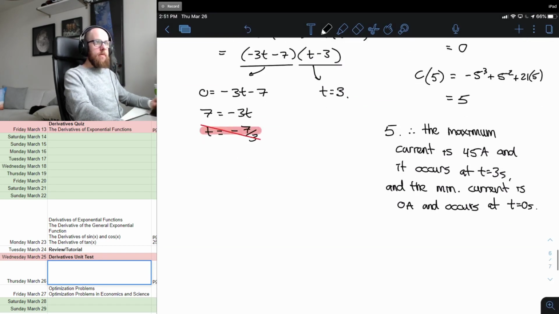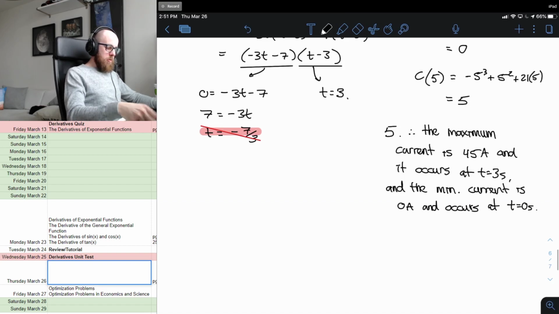And that's that. I've done another optimization problem.